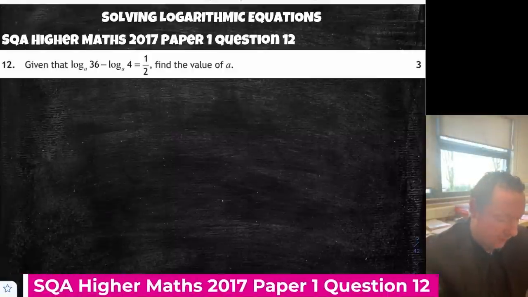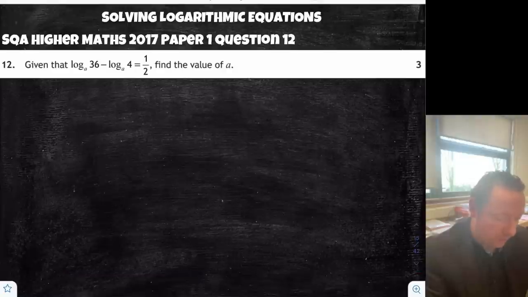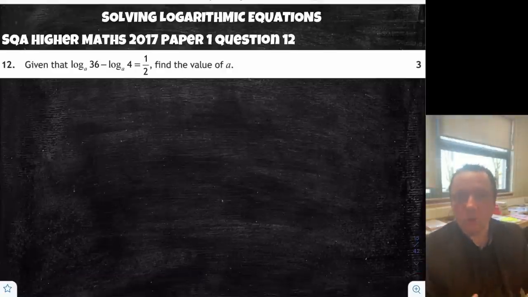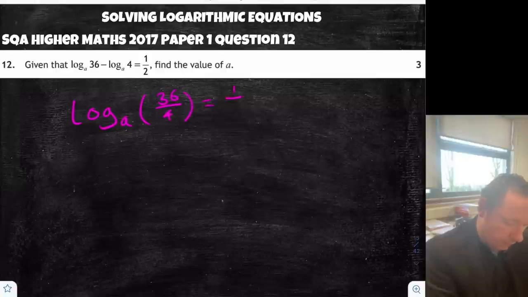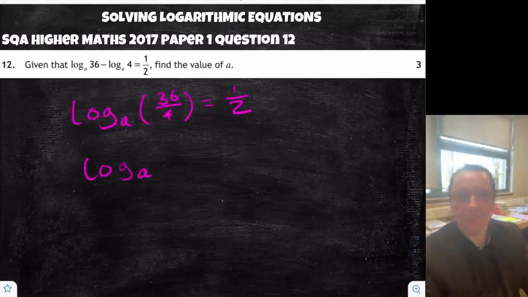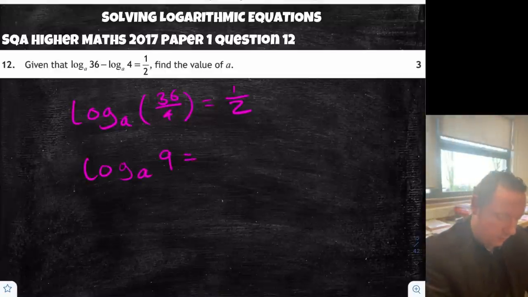Solving logarithmic equations, SQA Higher Maths 2017, paper 1, question 12. Given log a 36 minus log a 4 equals a half, find the value of a. So we use our rules of logs to combine the logs. So that can give me log base a of 36 divided by 4 because of the minus, equals 1 half. So log base a, 36 divided by 4 is 9, equals a half.